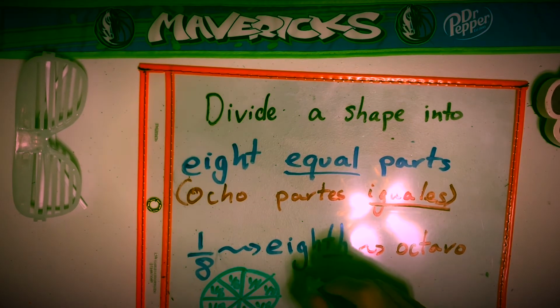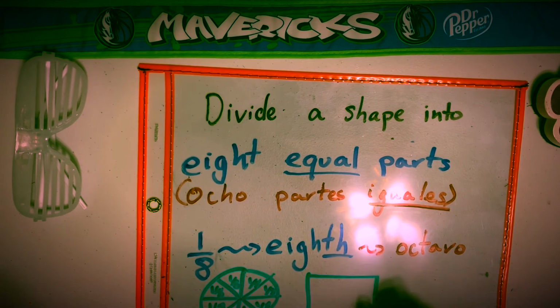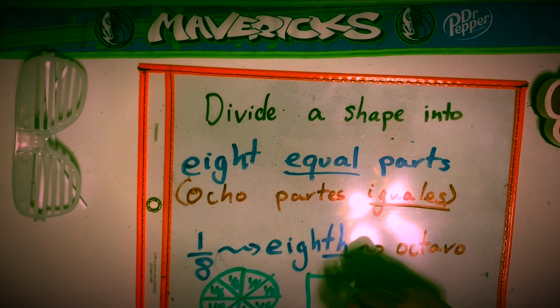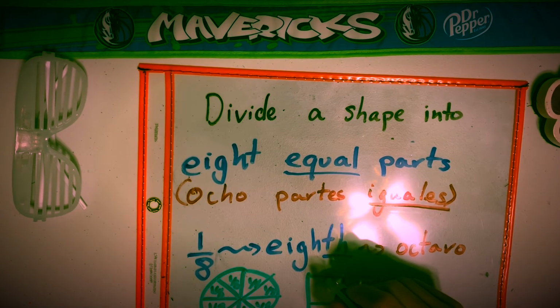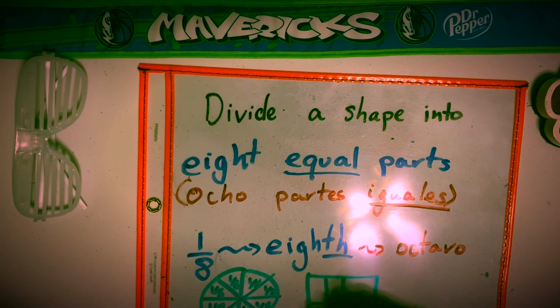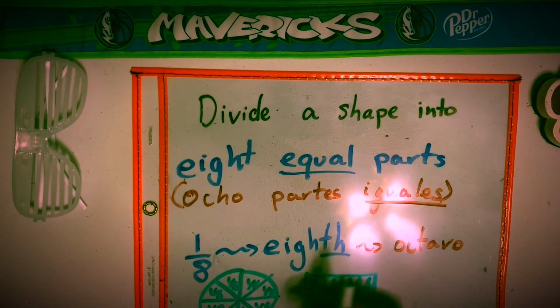1/8. Let's do the square. On the square, I have here half. You see the half? Now I have here, let's say, fourth. You see the fourth? Good. So now, let's see. I can do 2 more lines here. And on each block part, we have 1/8, 1/8, un octavo, 1/8, 1/8, un octavo, y un octavo. Cada parte es un octavo.